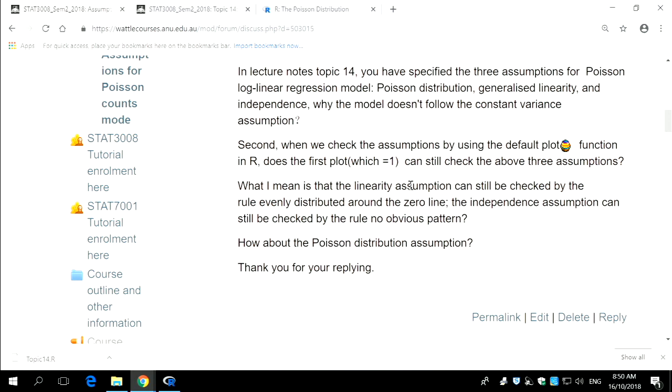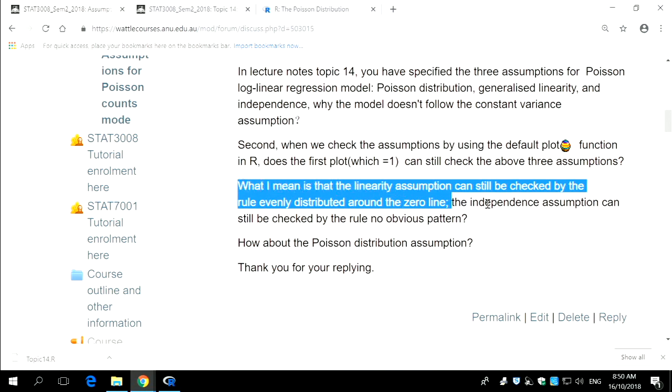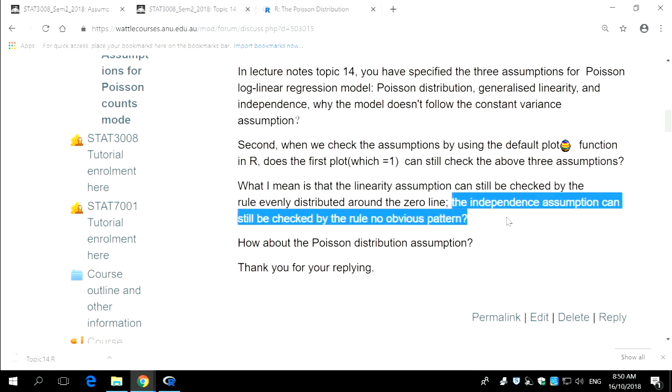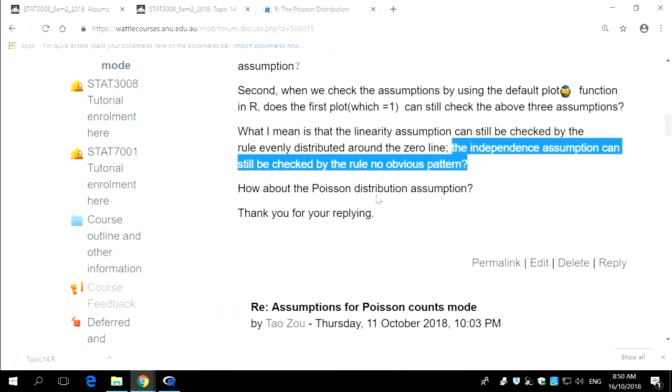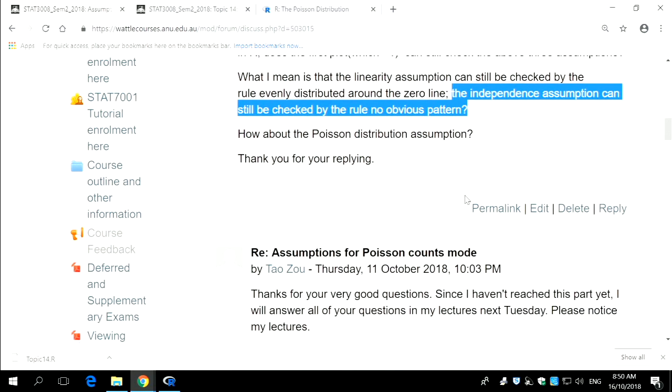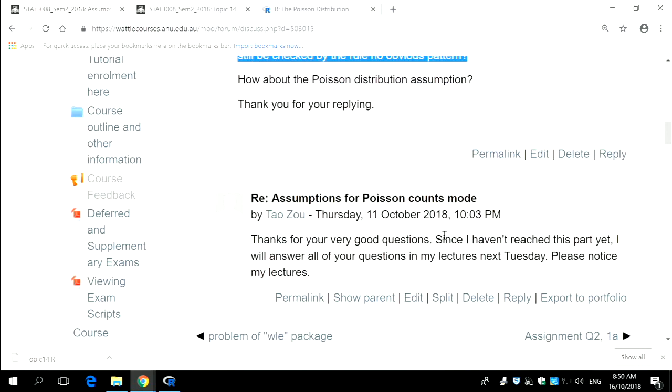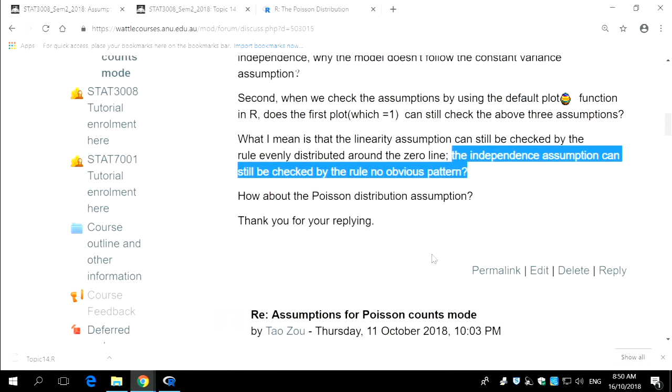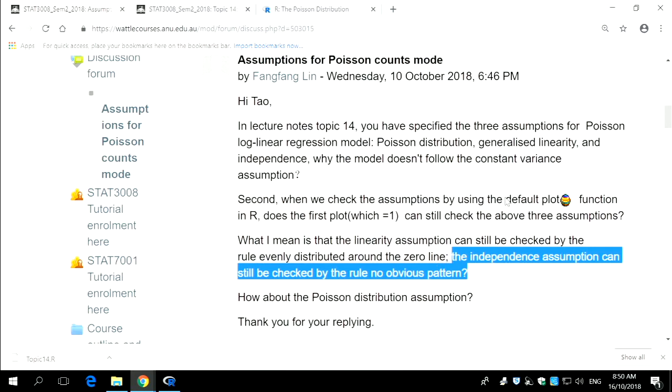And the second question is: if we can use this plot to check the linearity assumption, how can we check the independence assumption? And how can we check the Poisson distribution assumption? I'm going to answer this question now. Based on this motivation from the student, let's look at how to check these three assumptions of the Poisson log linear regression model.